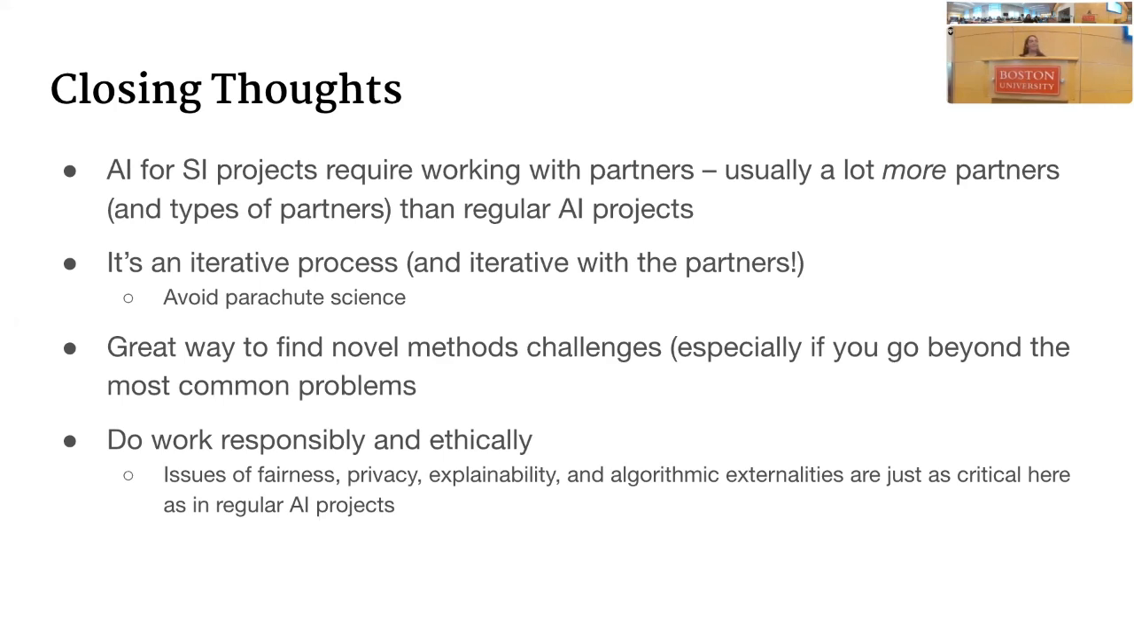My last final point, which I've become more and more passionate about as I do this work, is that sometimes we like to think to ourselves, oh, we're doing AI for social impact, so we're automatically doing work that is good, and we're off the hook. But in fact, I think issues with things like fairness, privacy, explainability, and what I'm calling algorithmic externalities are just as important here as in the typical AI project, if not even more important when we're looking at these high-stakes contexts with the vulnerable.